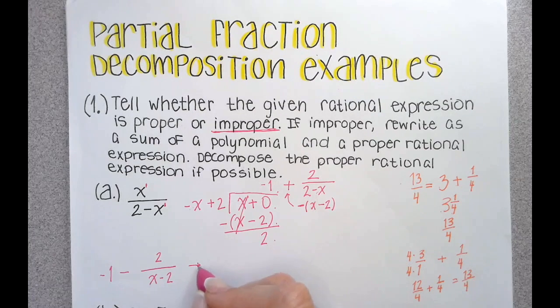If you are going to graph this rational expression using the parent function 1 over x, and you wanted to notice the vertical stretch of 2, the vertical reflection, you wanted to see it shifted to the right 2 units, shifted down 1 unit, that's good too.